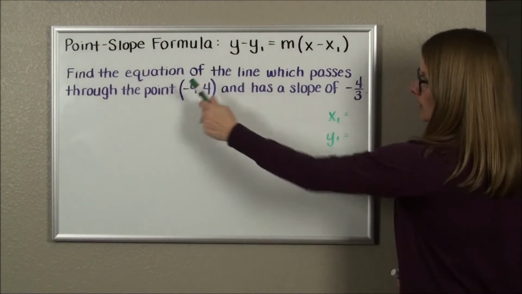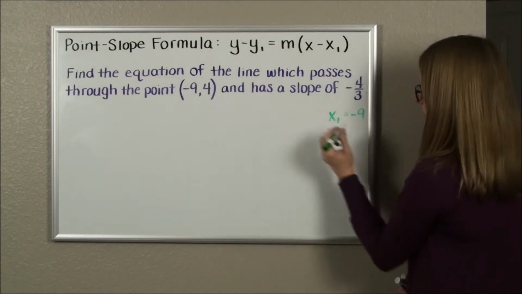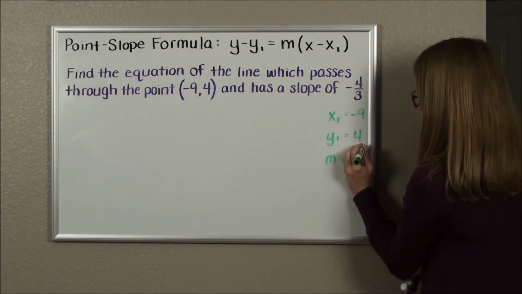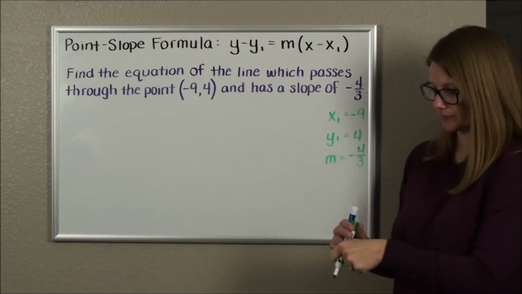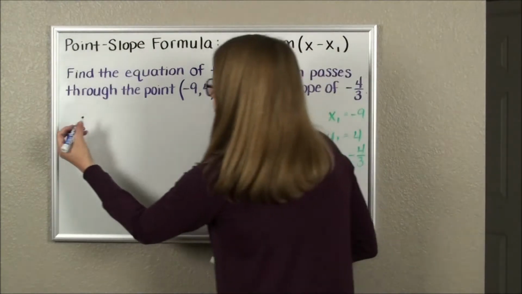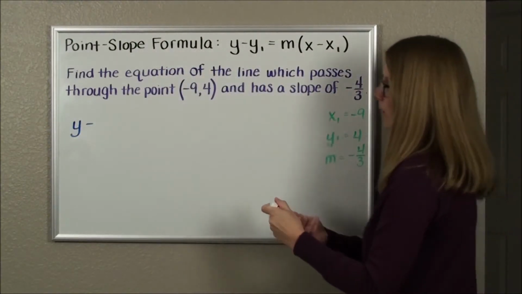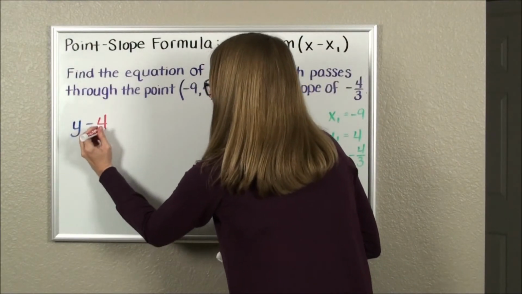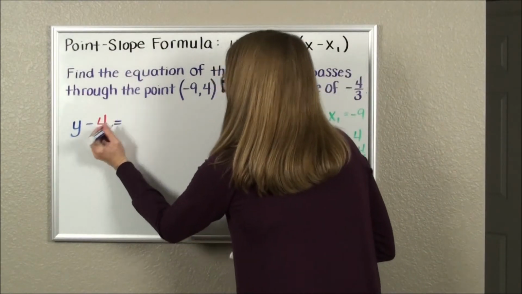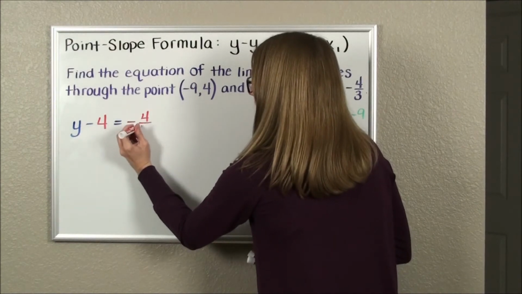x sub 1 is the x coordinate of your point that you're given, so that's -9. y sub 1 is the y coordinate of your given point, which is 4. And m is your slope, which is -4/3. So then we'll take those pieces of information, we'll plug it into our formula. So I've got y minus, and then where I see the y1, I'm going to put the value 4. That's our y coordinate we were given. Then I have equals m. So in this case, that's equals, and then m, our slope was -4/3.